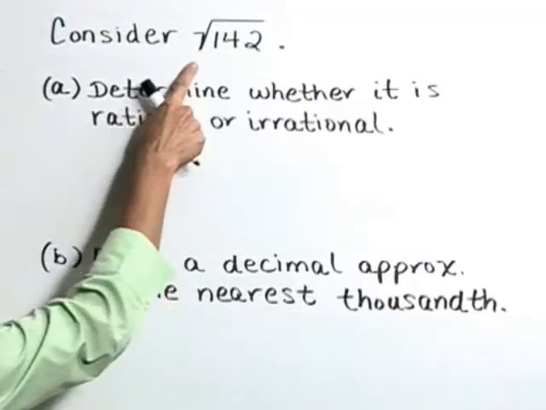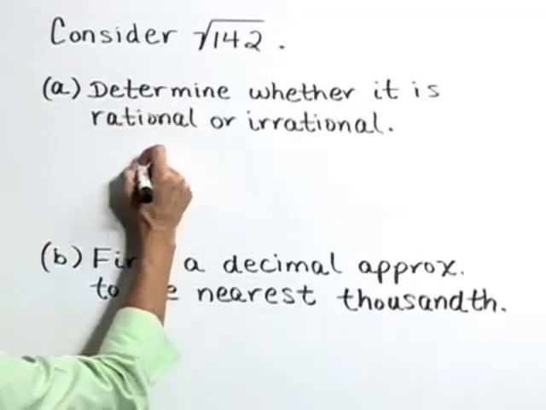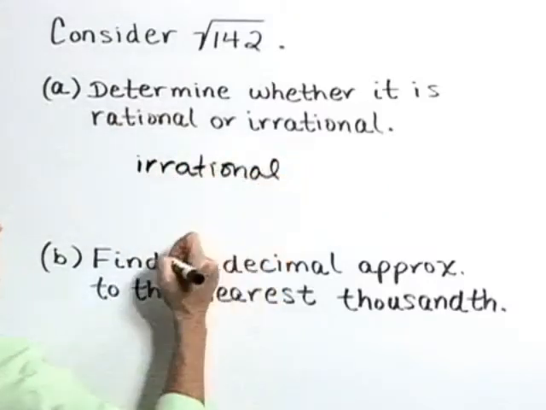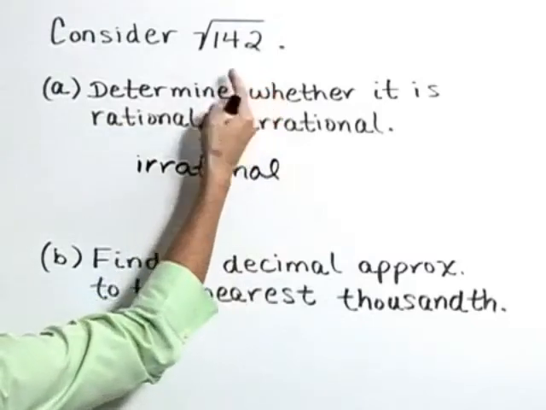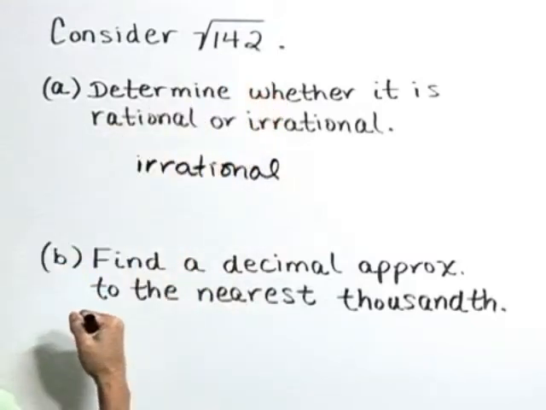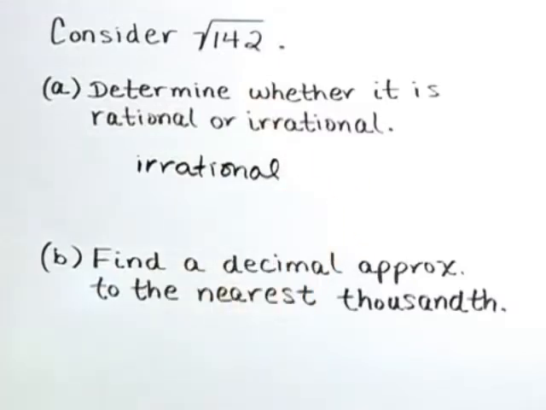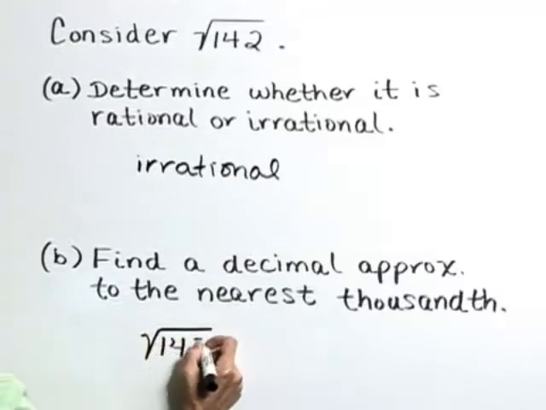Now, the square root of 142, we would say then, is irrational because 142 is not a perfect square. So in taking the square root of that, we wouldn't be able to write that result as a fraction of integers. In part B, we want to find a decimal approximation to the nearest thousandth for the square root of 142.